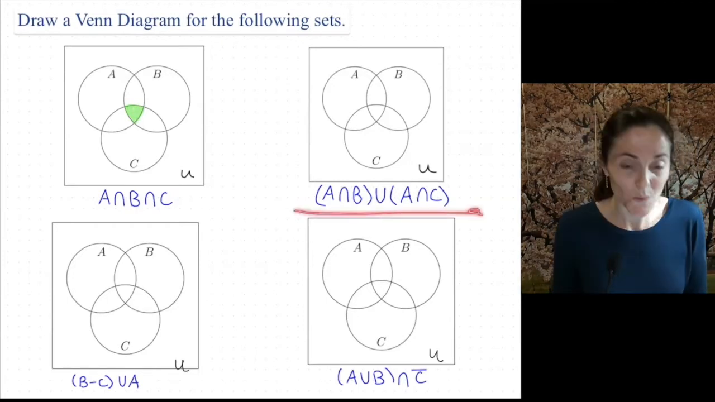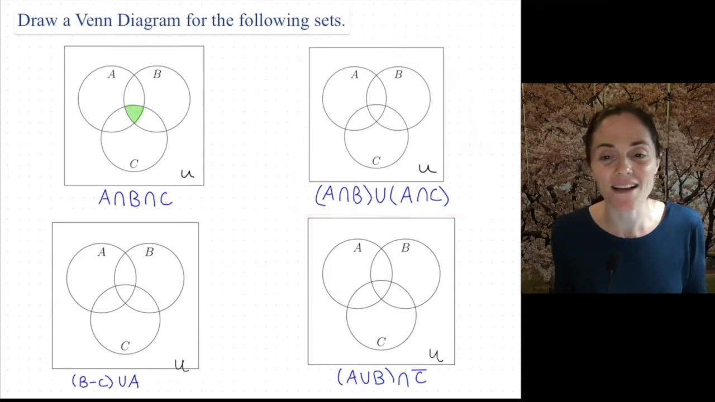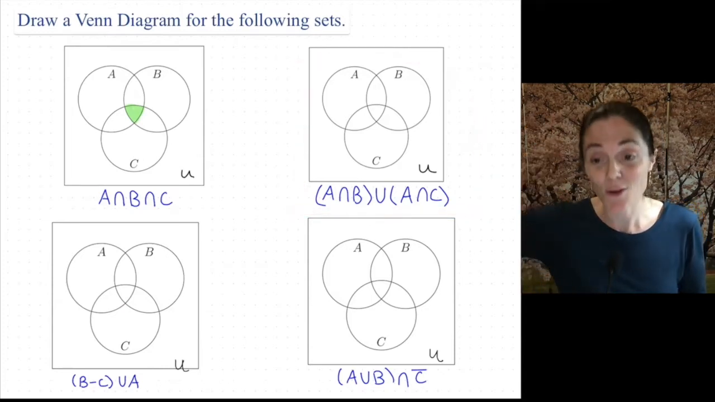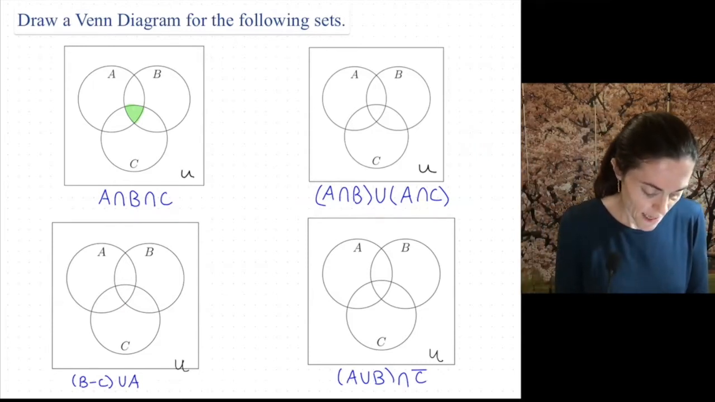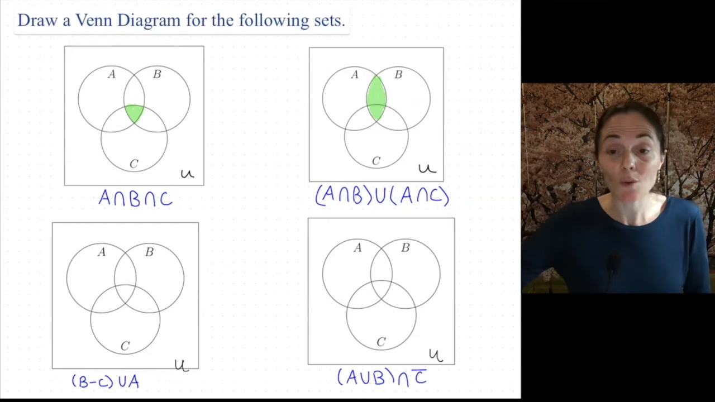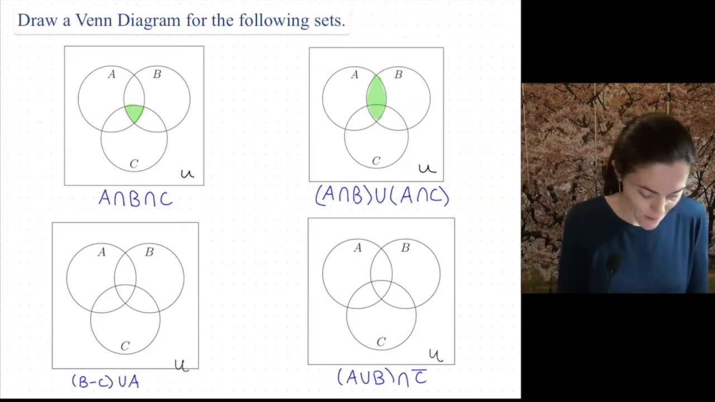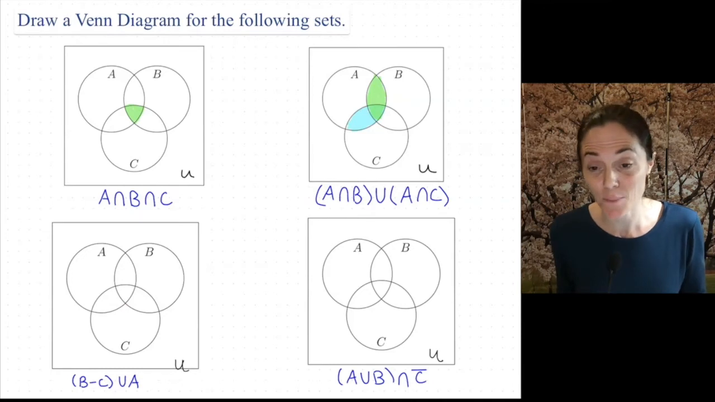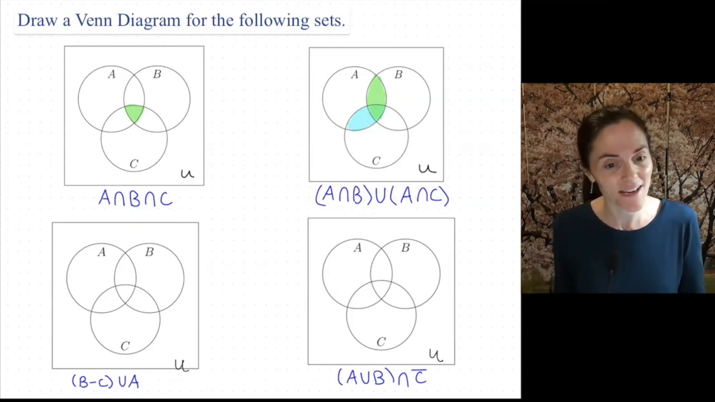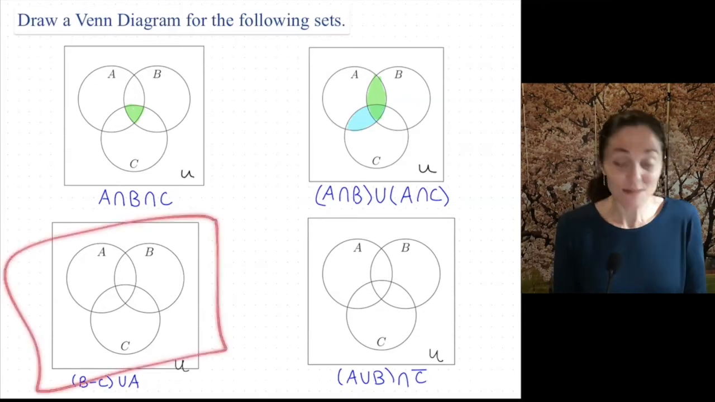Now, maybe we'll do this one over here. Next, we want A intersect B, and then union A intersect C. So maybe I will do these in two different colors. A intersect B is this part. And then we want to union A intersect C, which is here. And everything that is shaded is the region. So it's these two pieces, the green and the blue together give us A intersect B, union A intersect C. Very nice.